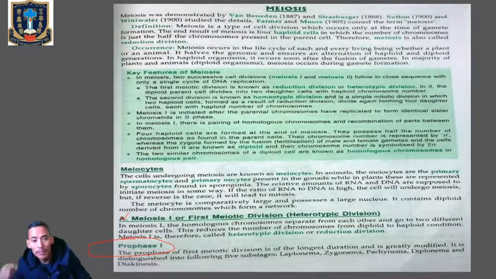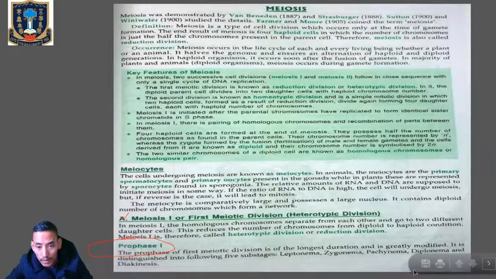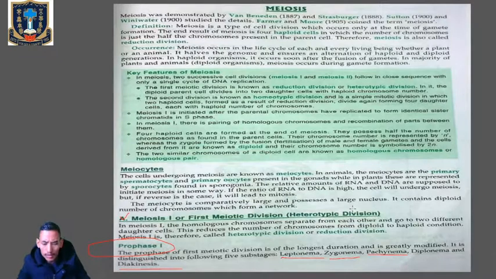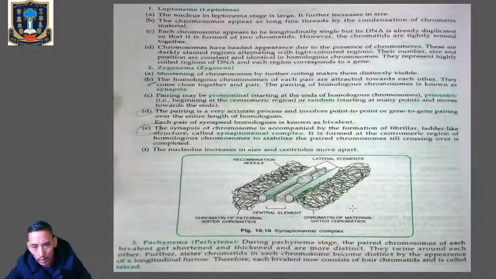Now, what are those 5 substages of prophase 1? They are mainly leptonema, zygonema, pachynema, diplonema and diakinesis. We also call them leptotene, zygotene, pachytene, diplotene and diakinesis. These are the 5 sub-stages under prophase 1. Now let's see what events occur in each of these sub-stages. First, we'll talk about leptonema.